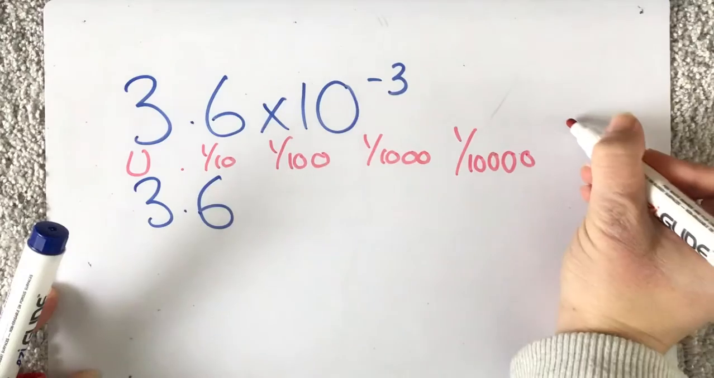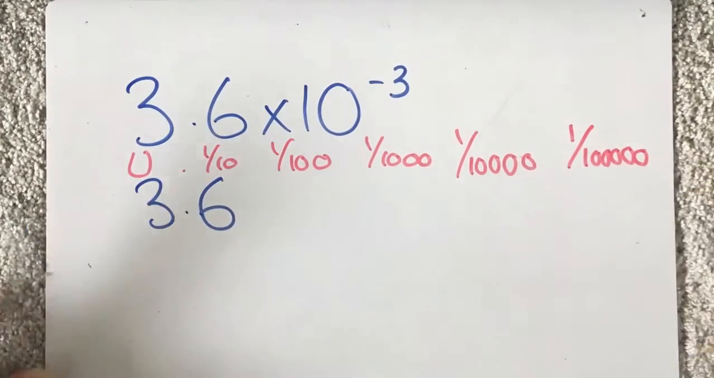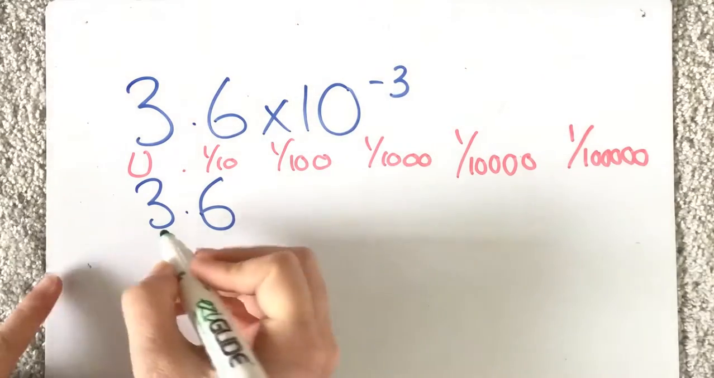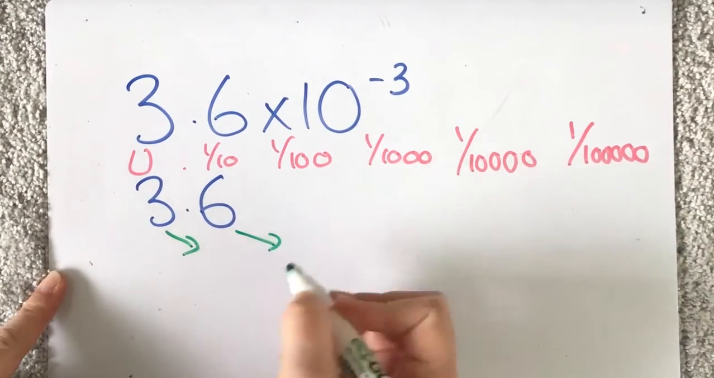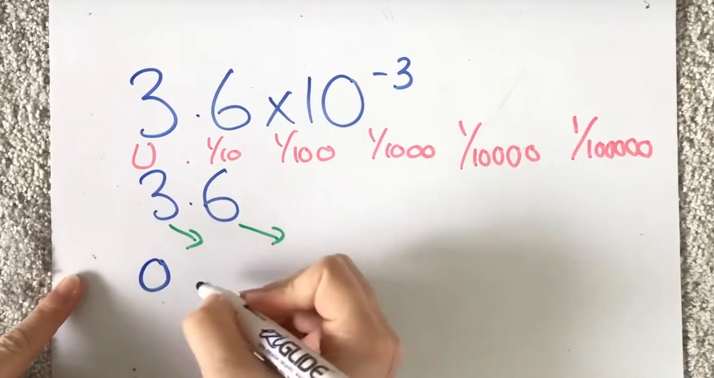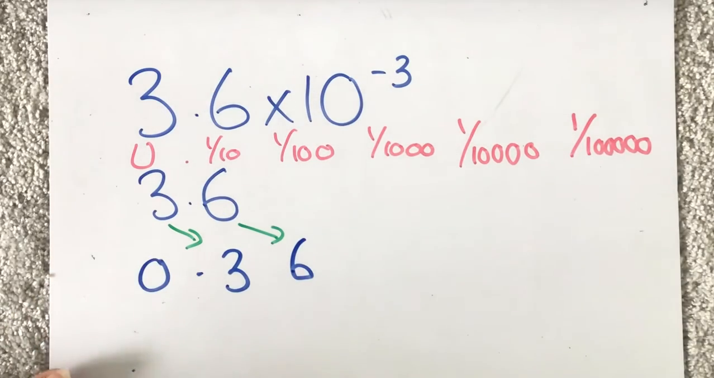Go back to what you did in primary school, because sometimes the whole idea of place value is very helpful. And I am moving it 3 places. So if I move it 1 place, that goes there, that goes there. So I now end up with 0.36. Okay, so that is if it was 10 to the minus 1.